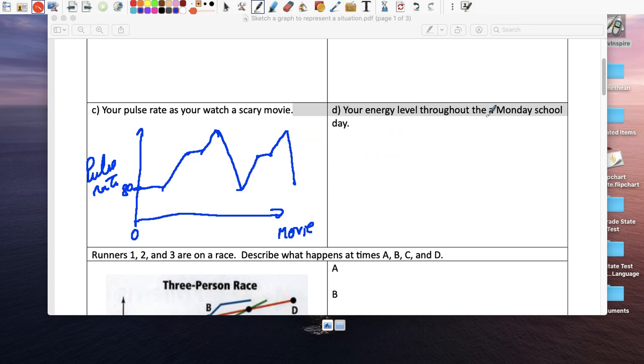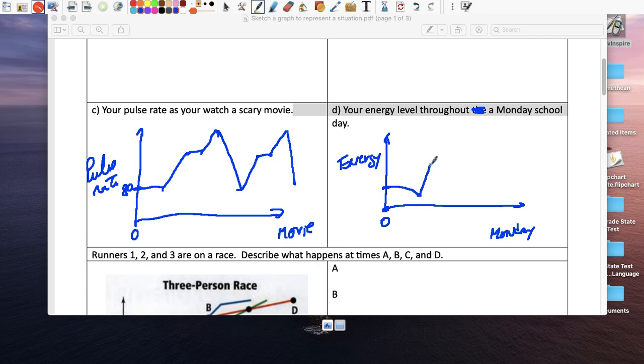Your energy level through a Monday school day. Okay, so that's obviously grammatically correct. Your energy level through a Monday school day. Oh my God. So your energy level, and that might vary with people. So this is Monday, your school hours. So at 0 minutes, the moment you walk into the school, your energy level, I don't know, might be over here. And then you go to math class, it could drop, right? And then you go to gym class, it goes up.